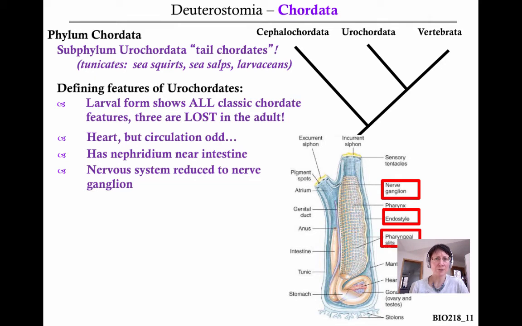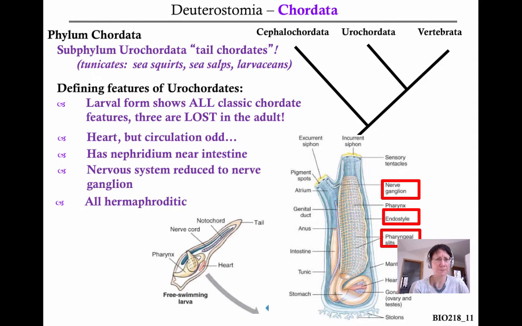And as I've already mentioned, the nervous system is reduced to this one small nerve ganglion. These guys, by the way, are hermaphroditic, which is kind of interesting. They cannot self, and you can see the gonads here. It's pointing out the ovaries and the testes. So they usually release these into the water column, and they're fertilized there. And they cannot self. They have to fertilize another individual's eggs.